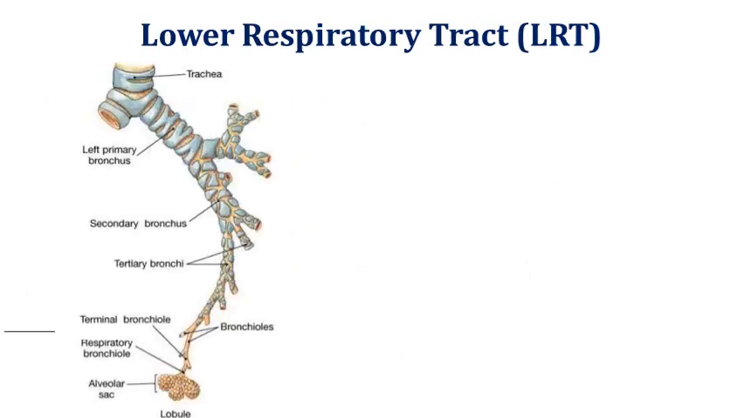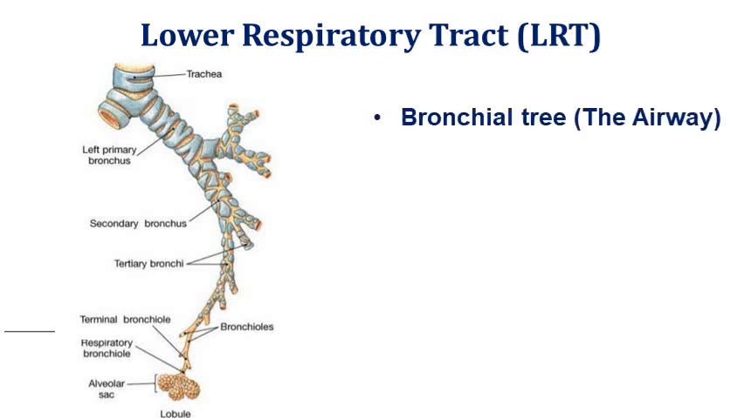Let's focus on the lower respiratory tract. In the lower respiratory tract, the trachea divides further into the primary bronchus, which enters into the respective lungs. Then the primary bronchus is further divided into the secondary bronchus, the tertiary bronchus, and it further divides into the respiratory bronchus, which enters into the alveolar sac. It is also known as the bronchial tree or the airway.